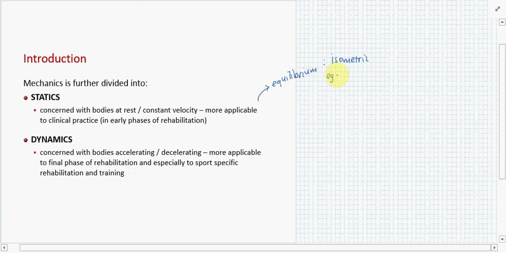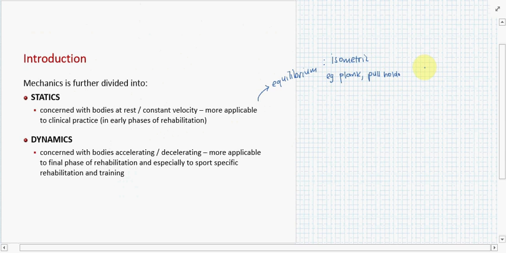And examples in terms of exercises that are really applicable for that would be, for example, your front plank, things like pull-up holds, where, for example, a person might have an injury to the ulnar collateral ligament. So a pull-up hold is a really good way to start strengthening muscles in and around the elbow joint, but without causing any kind of shortening or lengthening of muscles around that joint specifically.